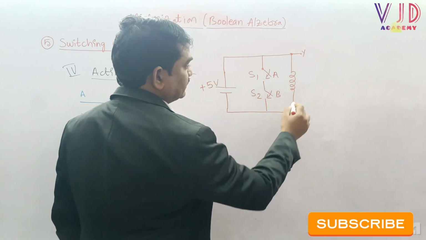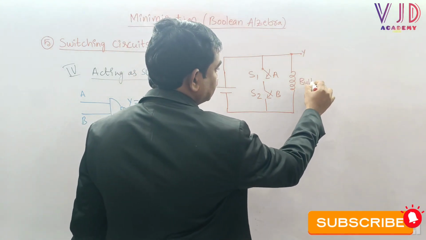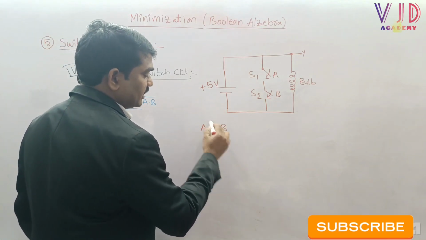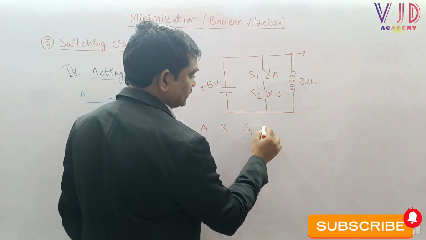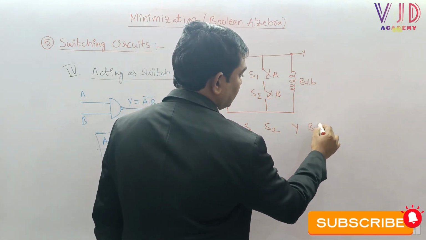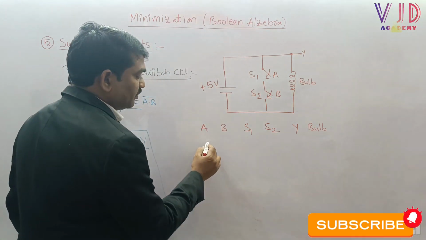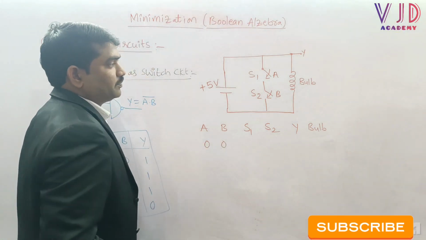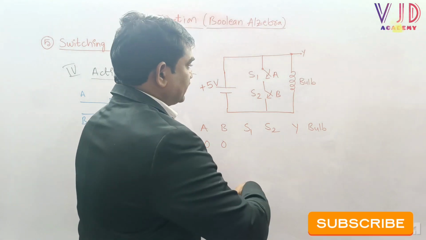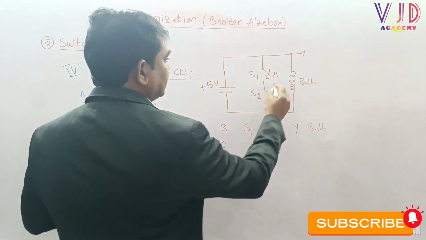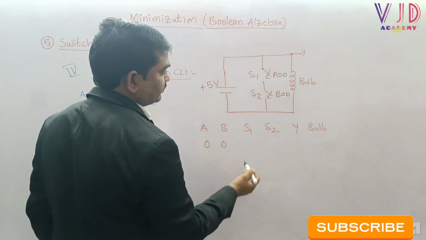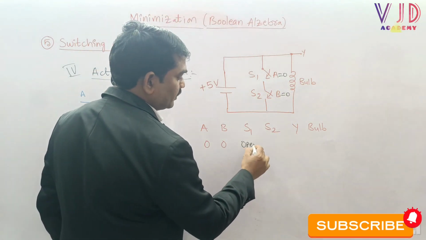Sir, what is the analysis? Now let us try to understand. Here A and B are the inputs, this is S1 and S2, output Y, and finally the bulb. Sir, the moment when I take 0 0 as the inputs, what will happen? When A equal to 0 and B equal to 0, automatically both the switches are in the open state.